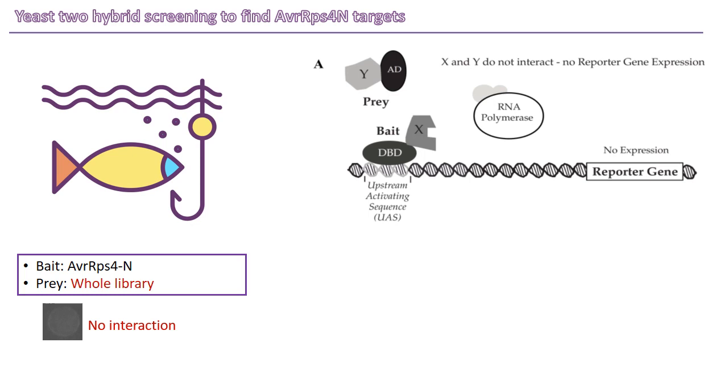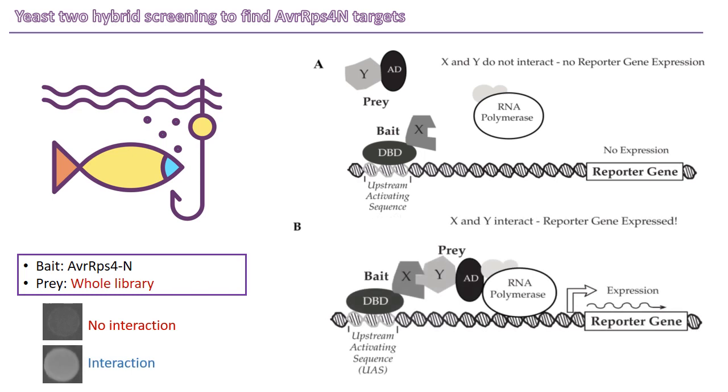We can fuse protein X with the binding domain and protein Y with the activation domain. If X and Y do not interact, the activation domain cannot recruit the RNA polymerase to activate the reporter gene, so the yeast cannot survive on the selection media. However, if X and Y interact, the activation domain can recruit the RNA polymerase and activate the reporter gene. The outcome is that the yeast can survive on the selection media.